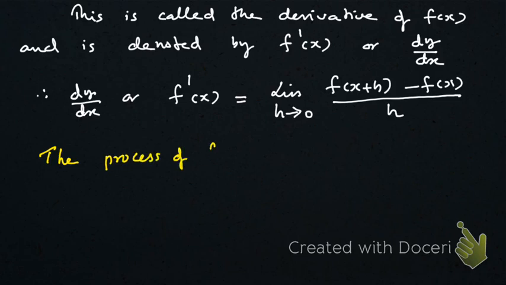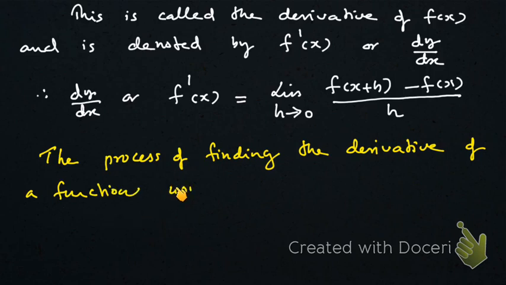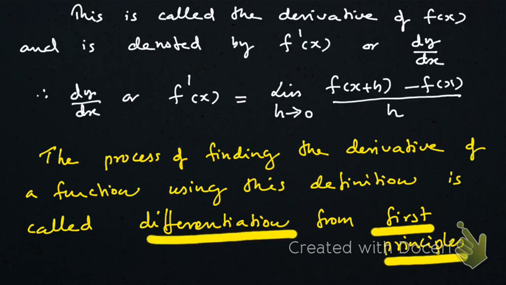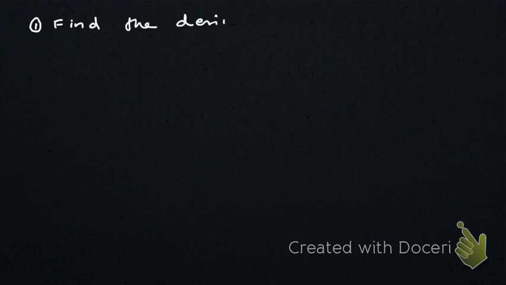The process of finding this derivative, f dash of x, using the basic definition which we found before, is called differentiation from first principles. So differentiate from first principles means find the derivative f dash of x or find the derivative dy by dx using this basic definition. Okay, so let's try one or two questions using first principles, finding the derivative of a function using first principles.